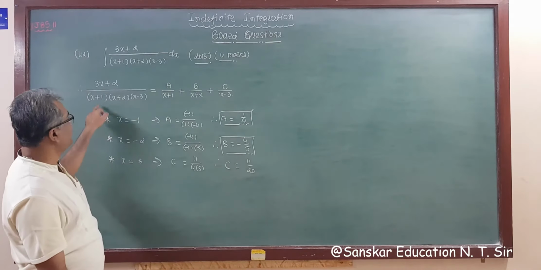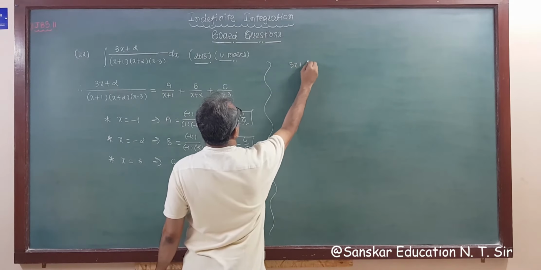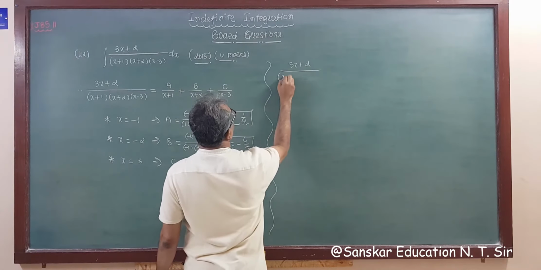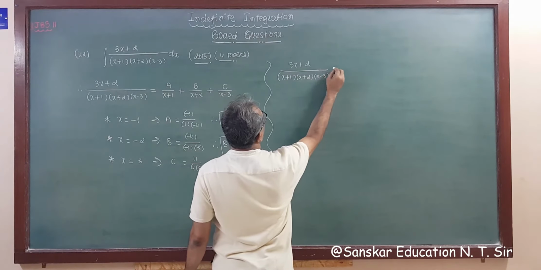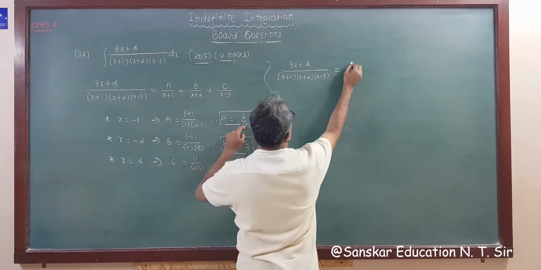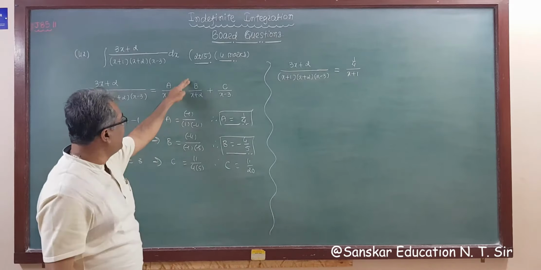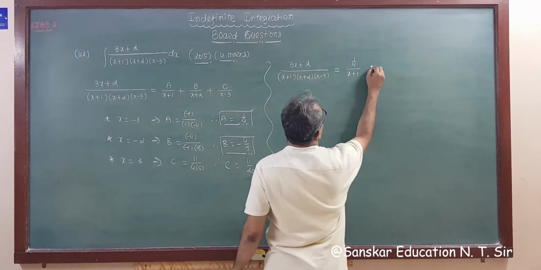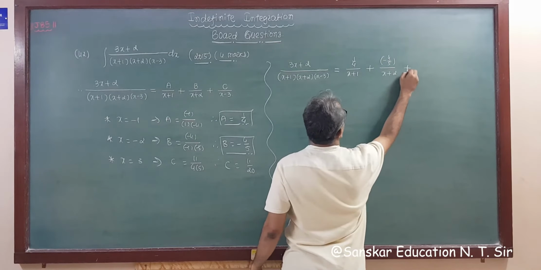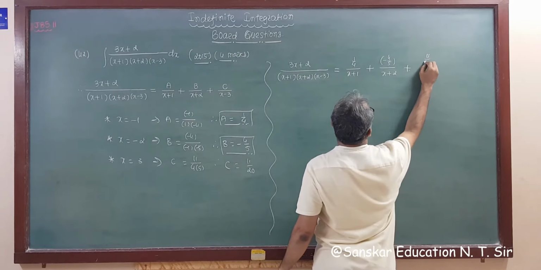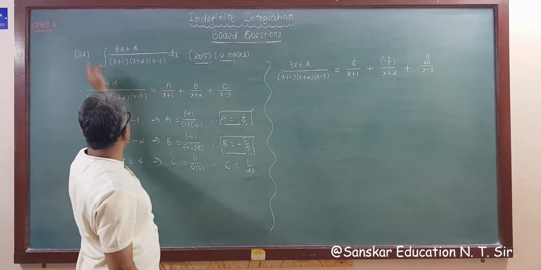So substituting all these values here, what do we get? We get (3x + 2) upon (x + 1)(x + 2)(x − 3) is equal to a, where a is 1/4, whole upon (x + 1), then b, where b is −4/5, so plus −4/5 upon (x + 2), and plus c, which is 11/20, upon (x − 3). So this is your integrand, with no coefficient here.